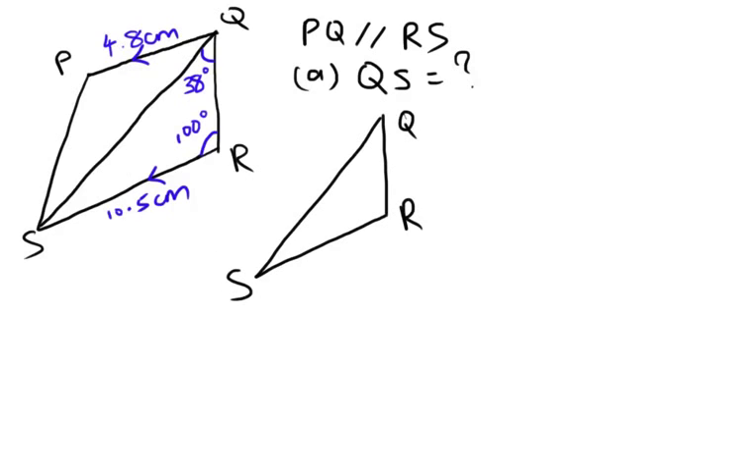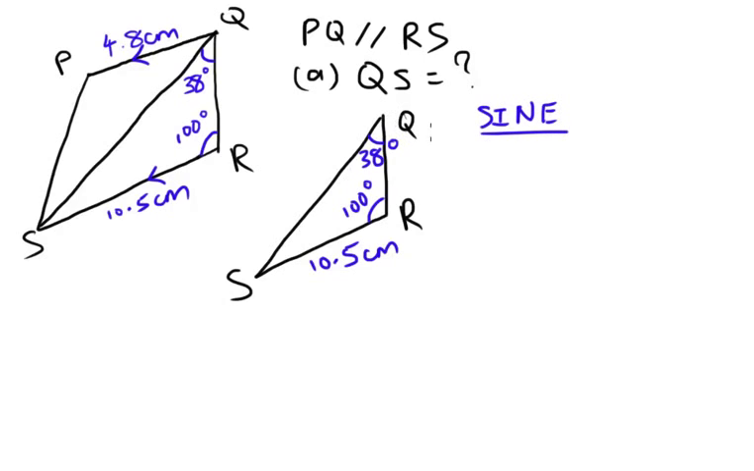We have 10.5 cm for RS, 38 degrees for the angle Q, and 100 degrees for the angle R. So we want to get the QS. As usual, we ask the powerful question: do we have a pair? Yes, we have the 38 degrees and the opposite length, which is 10.5 cm. So we can use sine rule to get our QS.